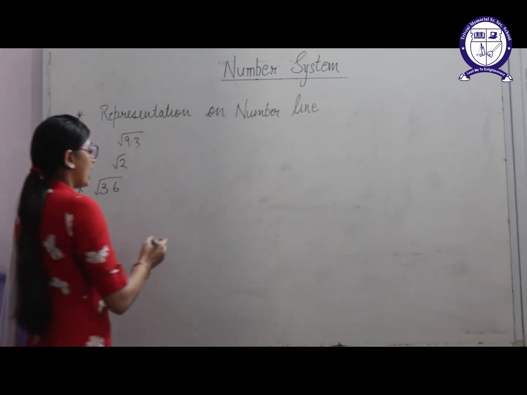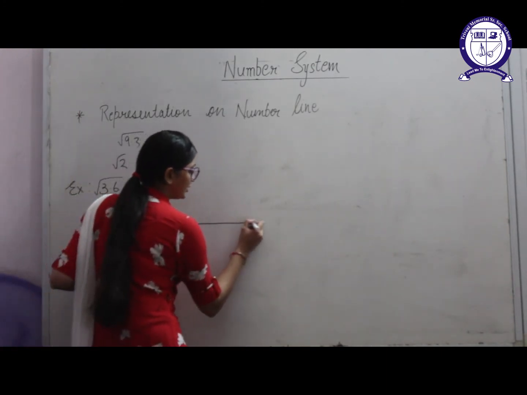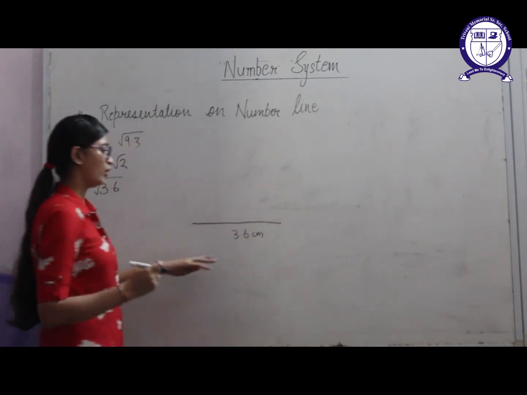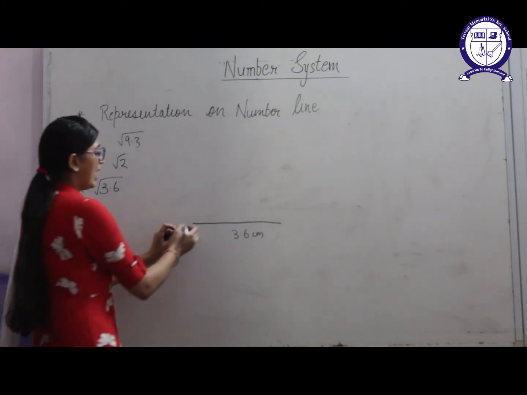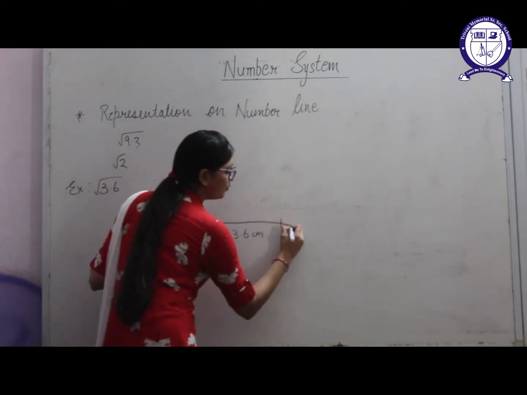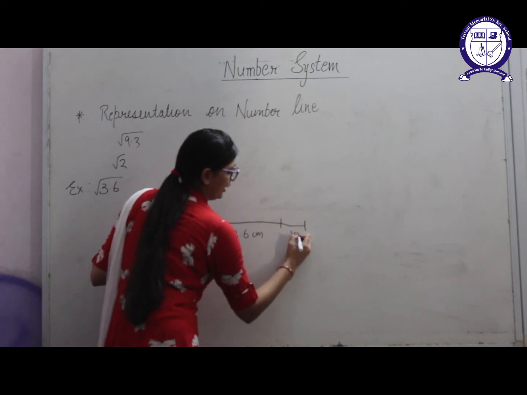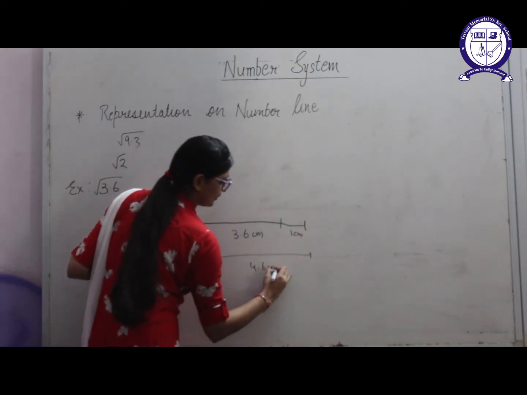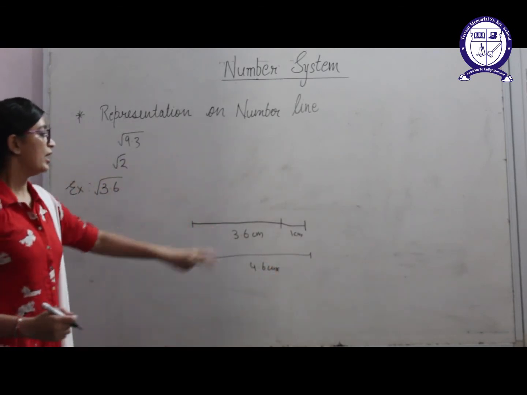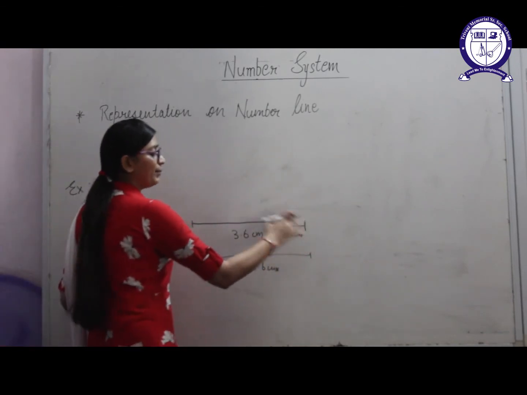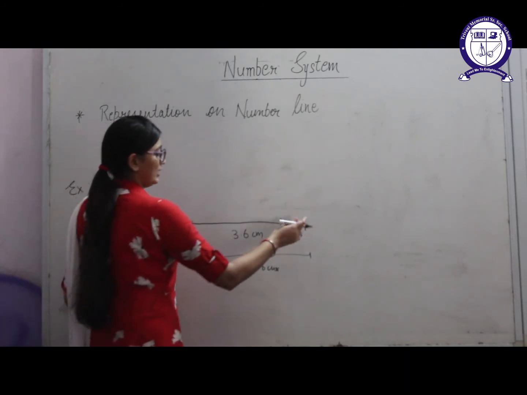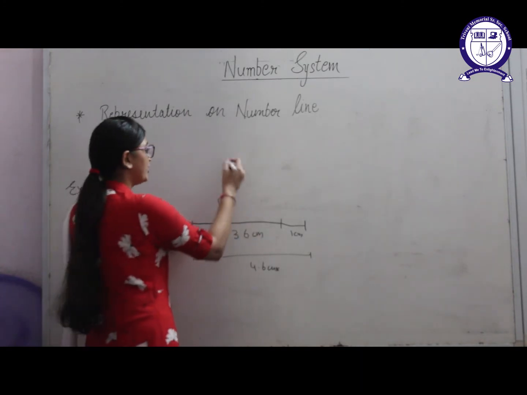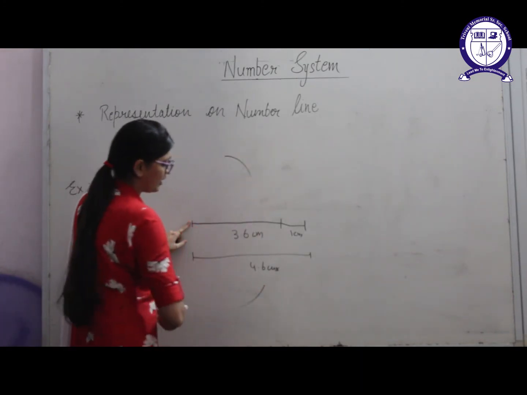Okay? I am going to draw a line of 3.6 centimeters, and I will add 1 more centimeter to it. So the whole line will become 4.6 centimeters. Okay. Now I am going to draw the perpendicular bisector of this line. How is it going to be made? Open the compass more than half of it. Make an arc here and make an arc here.